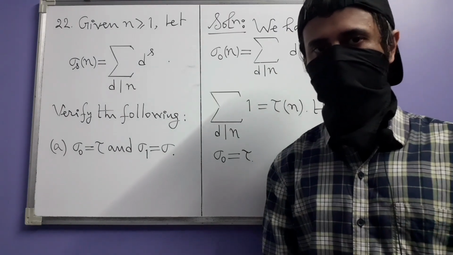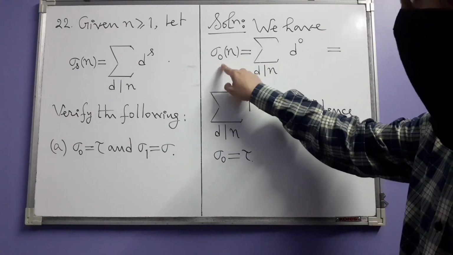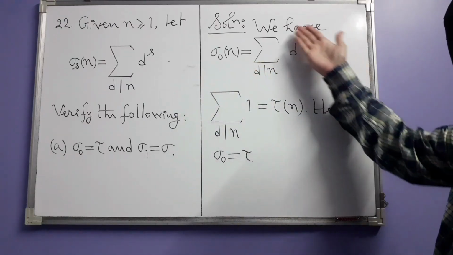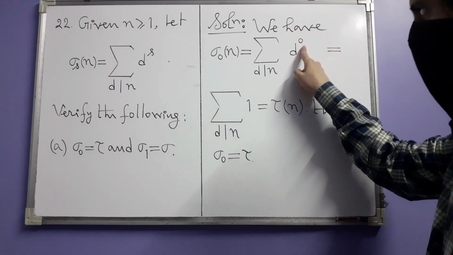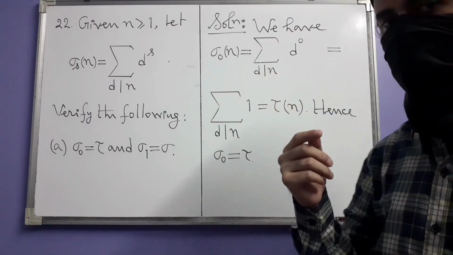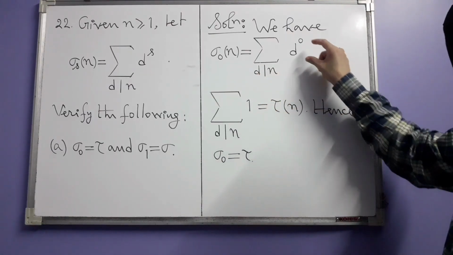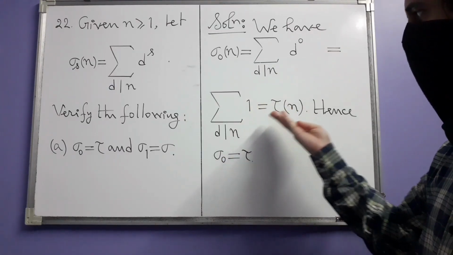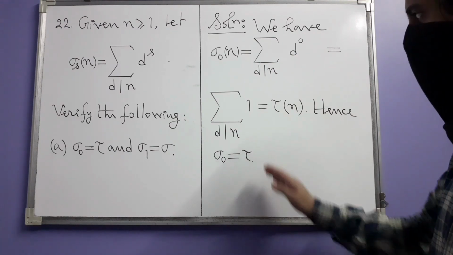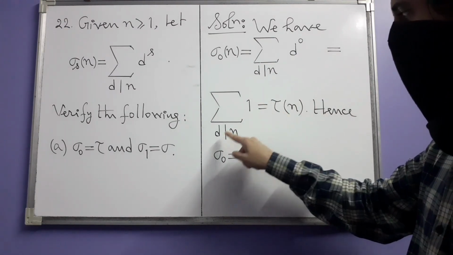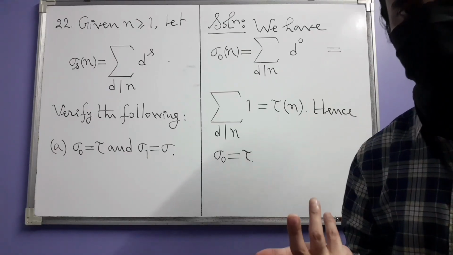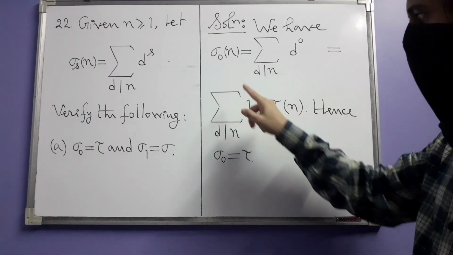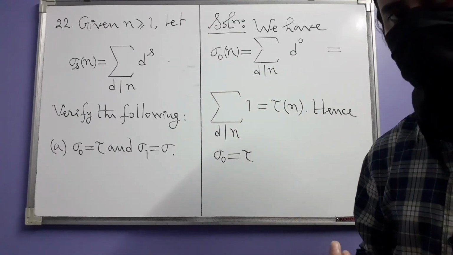The solution is almost trivial. We straight away calculate the sigma 0 value of any positive integer n, and by definition it is just this. In place of s now we have 0, and of course all the positive divisors of n are involved in this sum. So you see that each term of this sum becomes 1, and you already know that this is what tau of n is, because we are adding as many 1s as there are positive divisors of n. So we get the number of positive divisors of n, and because this is happening for any n, the functions sigma 0 and tau are identical.